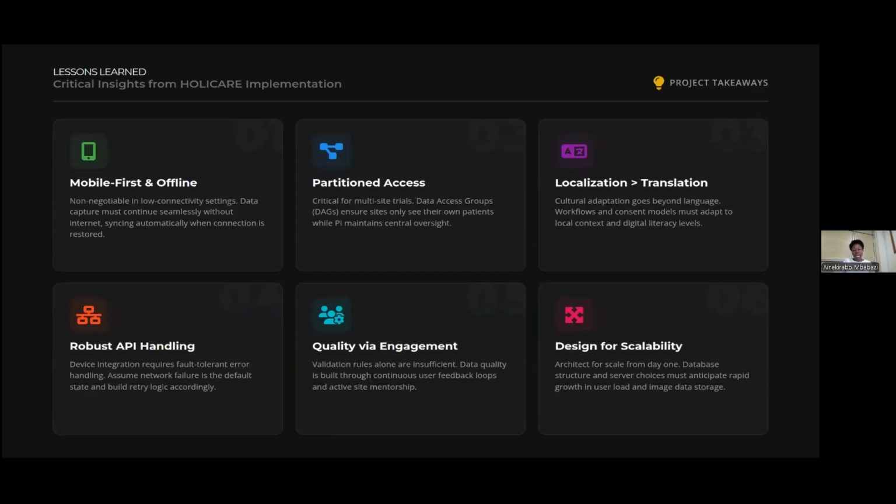And then partitioned access, especially if you're running a multi-site trial: you do not want sites from one country accessing data from a different country. And then, of course, because we have sites that are participating and not all of them are using a single language, it's important for us to think about translation when we are building the tools that we are to use in these settings. So localization is very important and is key.